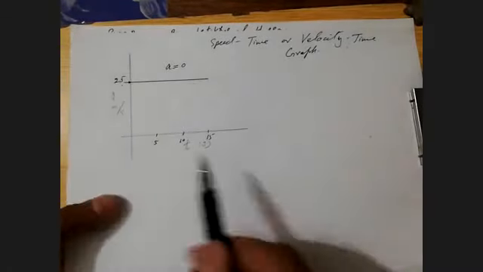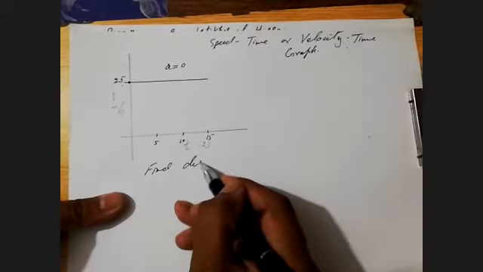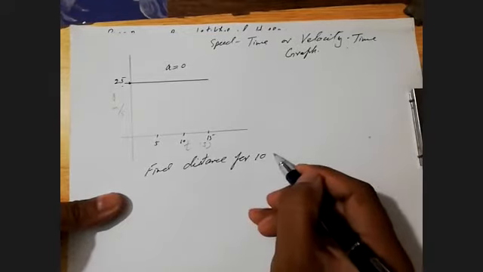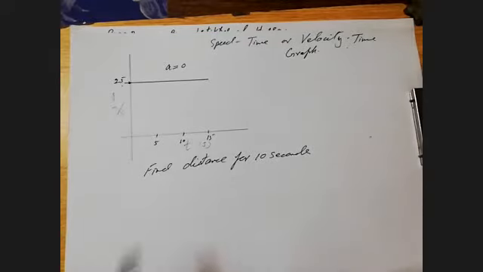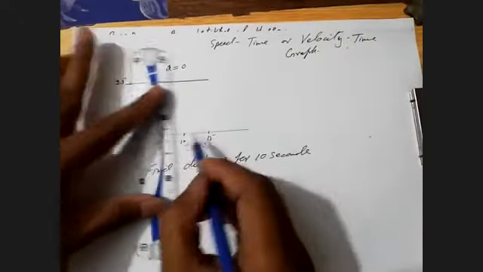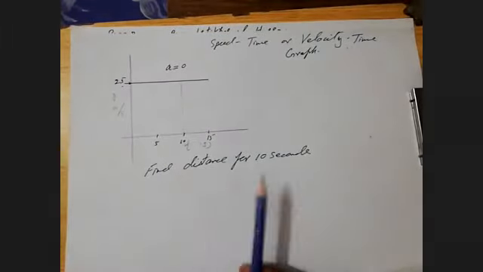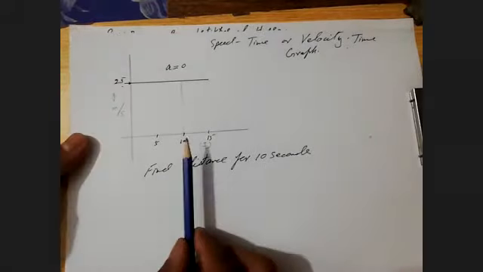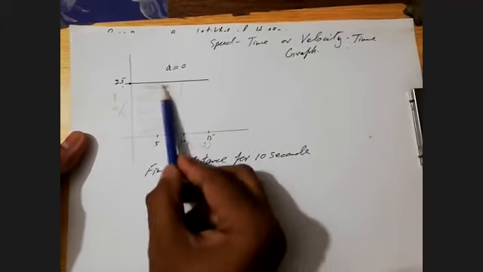Actually, if someone asks you to find distance or displacement, find distance for 10 seconds, that is, the distance covered during the first 10 seconds, what we have to do is draw like this, because this is a horizontal line. You have to draw a vertical line like this. I'm just giving you an example: if someone asks you to find out the distance for the 10 seconds, from 10 seconds you will have to draw this line, and this area under this line will be calculated.